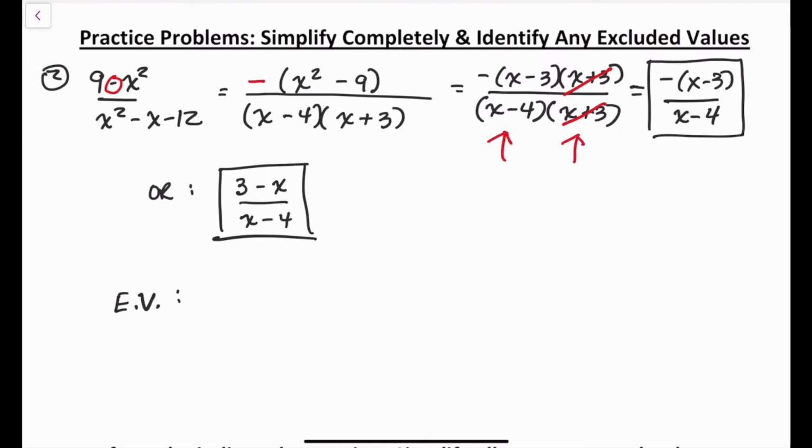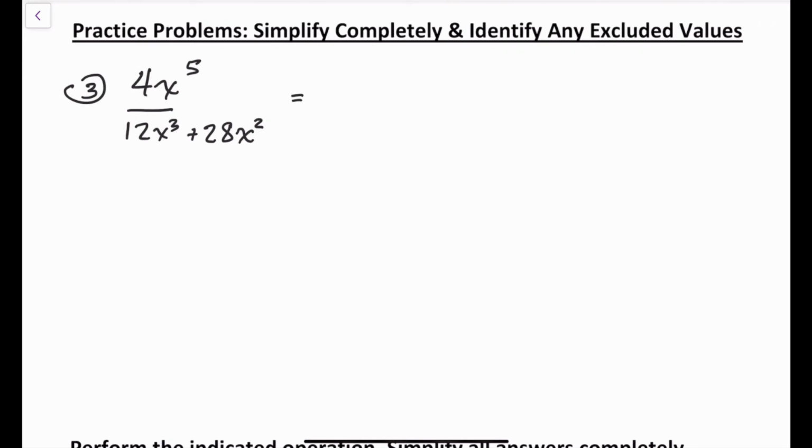So the excluded values, remember, we need to check that before we simplify. So we want to use the factored form of the denominator before we simplify, set those factors equal to 0, and solve for x. So we get x equals negative 3 and x equals 4. All right, on to number 3.